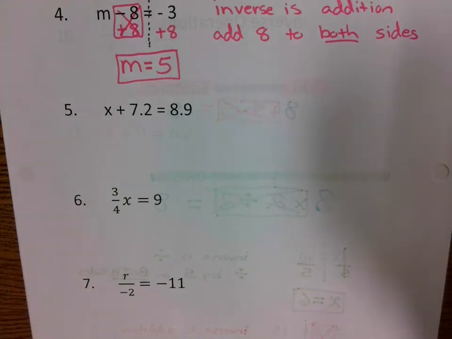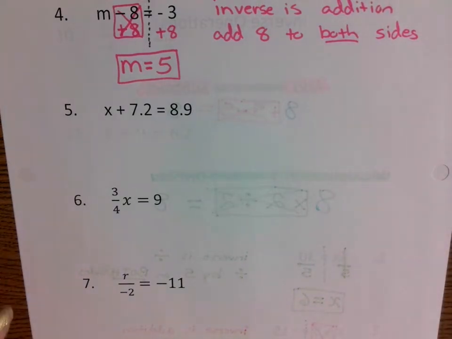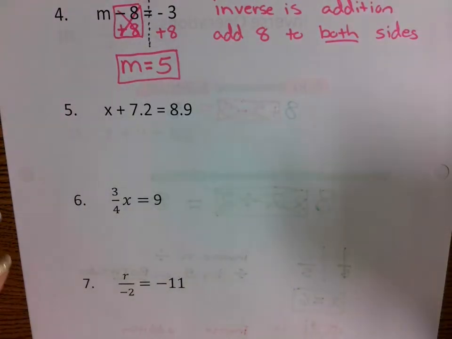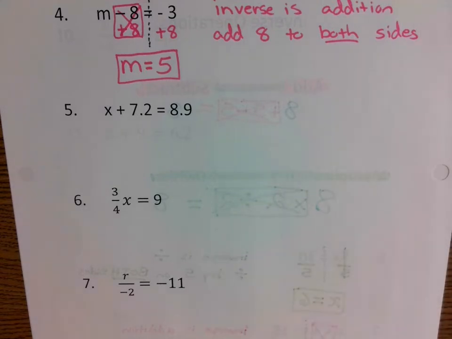Who's sitting at table number 8? Table number 8, you get to answer first. Who's that? Vincent? What did you get for number 5? x equals 1.7, correct. So I'll let you get a piece of candy in just a little bit.